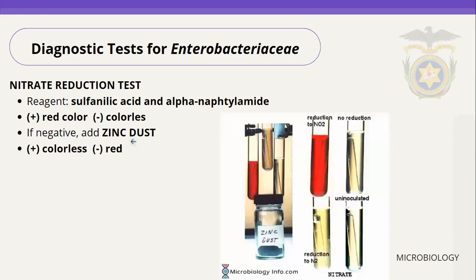Our next test is our nitrate reduction test, which uses sulfanilic acid and alpha-naphthylamine, and the positive color here is red and negative is colorless. So if it's negative, we should add zinc dust, and if it's positive, it should be colorless, and the negative reaction is red. As you can see in this picture, reduction of nitrate shows the positive color is red, whereas no reduction shows colorless, or the tube doesn't have any color change.